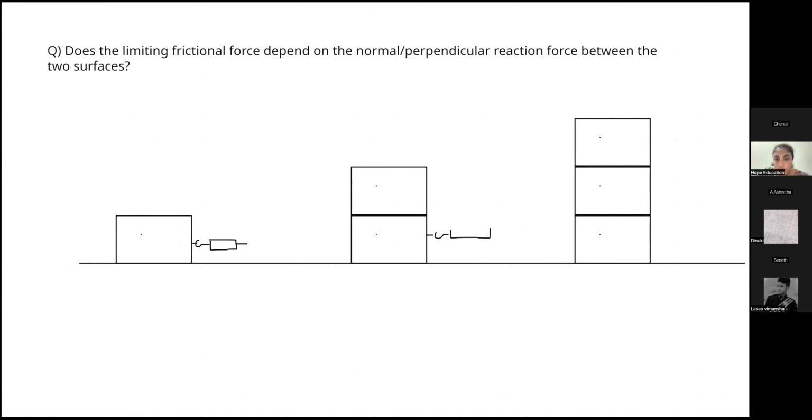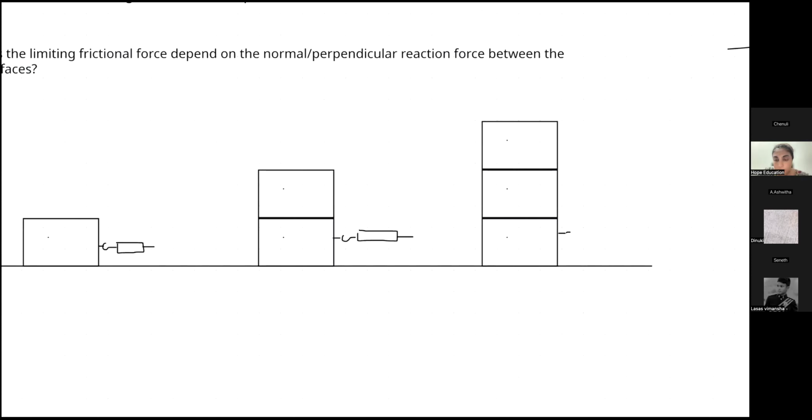And just like the previous one, I'm going to apply a force and I'm going to increase the force very slowly. So I'm going to slowly pull the Newton balance. I'm going to apply a force and slowly increase the force.